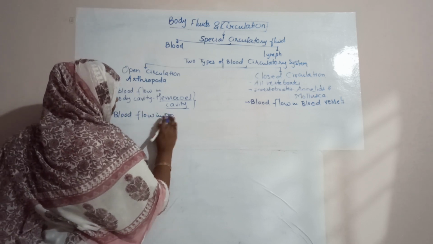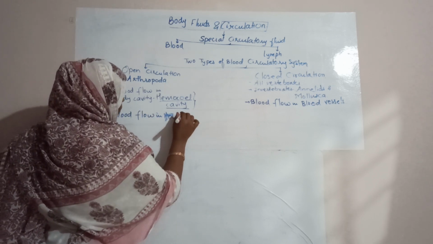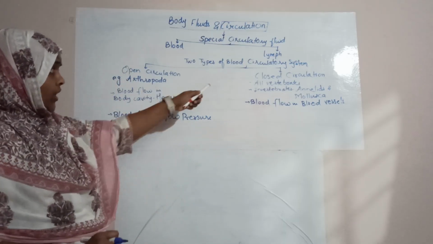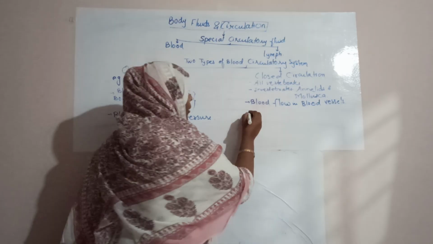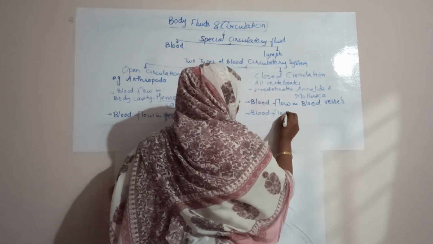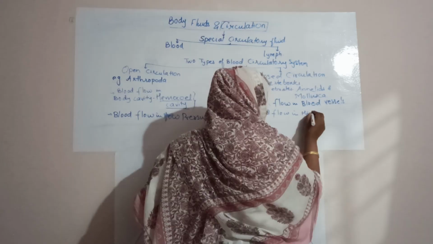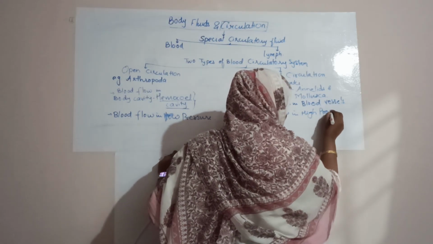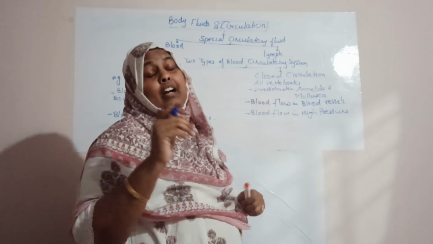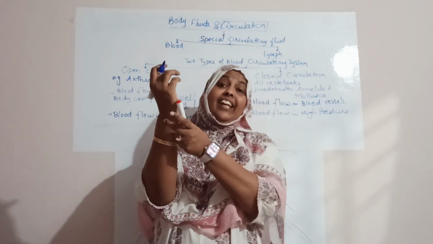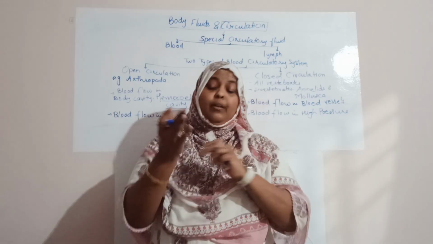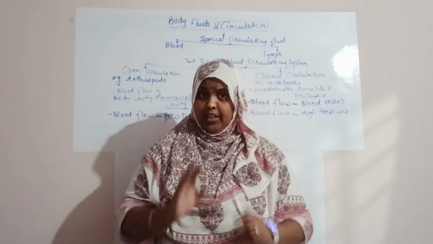Blood flows in low pressure. Then next, in a closed circulation, the blood flows in high pressure. That's why when we identify the pulse rate at the radial artery, it is present here. So the blood flows here in high pressure.